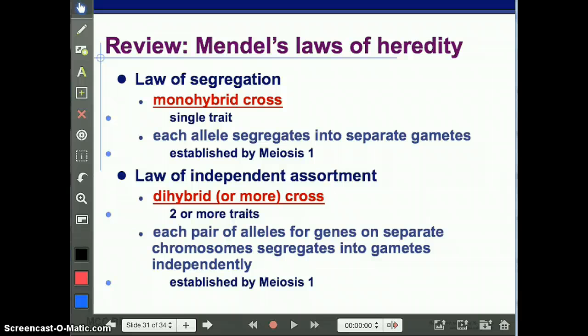Why do we get the uniqueness we do? Why is the diversity of what we have today different from your siblings? That is because of the law of independent assortment, where 2 or more traits are going to be inherited, and that is also done in terms of meiosis 1.